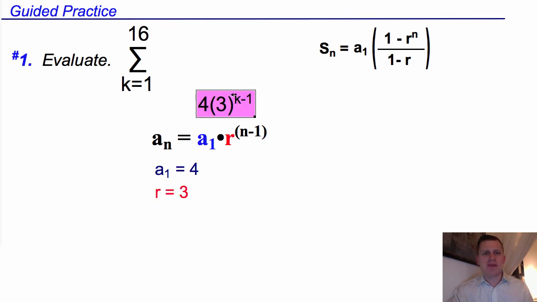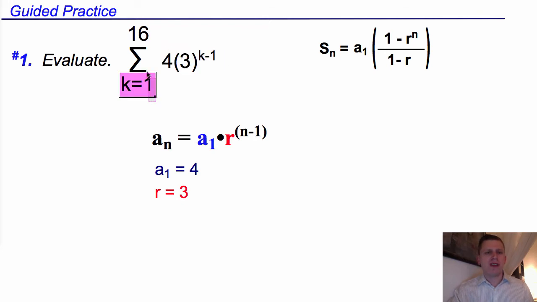And now I just have to figure out how many terms I'm dealing with. We know if it's written in summation notation, there's a formula that says if you take the upper limit, subtract the lower limit, and add 1, you can find how many terms. That's exactly what we're going to do here. We're going to take the upper limit, 16, minus 1 is 15, plus 1 means there's 16 terms here.